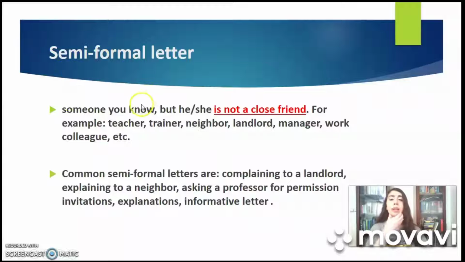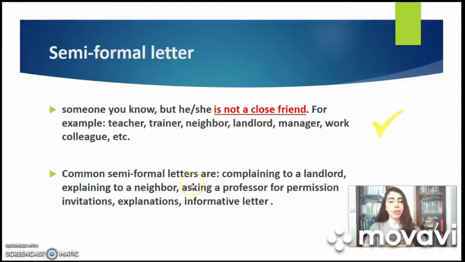Then we have the semi-formal letter. The semi-formal letter is a type of letter that you write to someone whom you know, but you have a very formal relationship with that person. So your tone needs to be a little warmer and more friendly compared to the previous one. But again, you need to keep that relationship a little distant. So here is like writing a letter to your teacher, trainer, neighbor, landlord, and all of them.